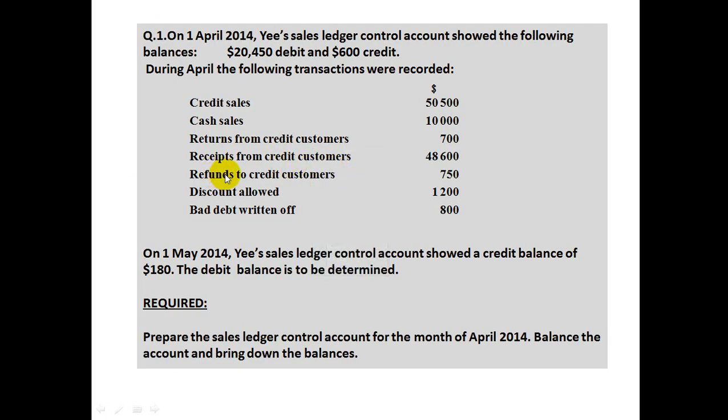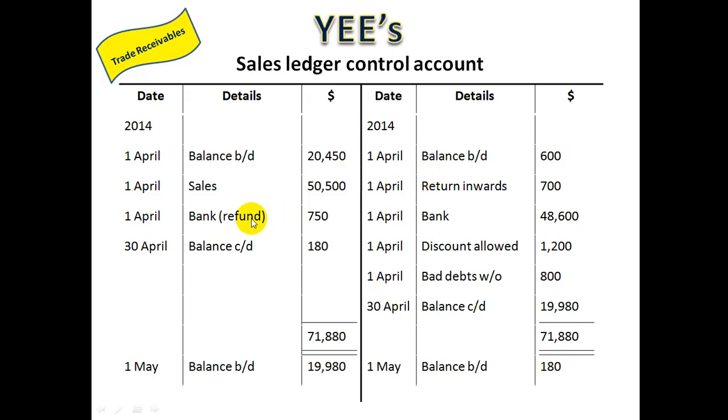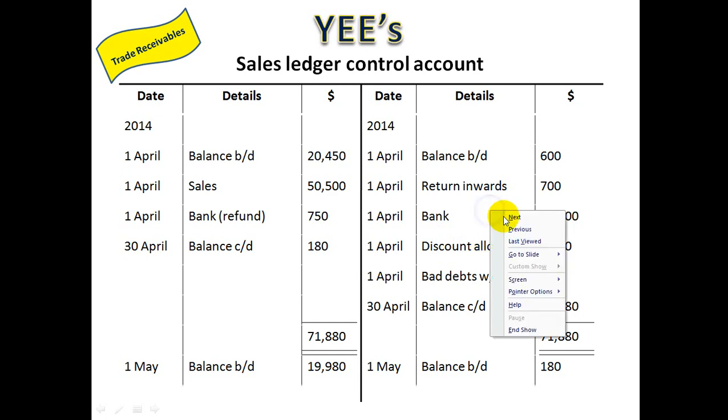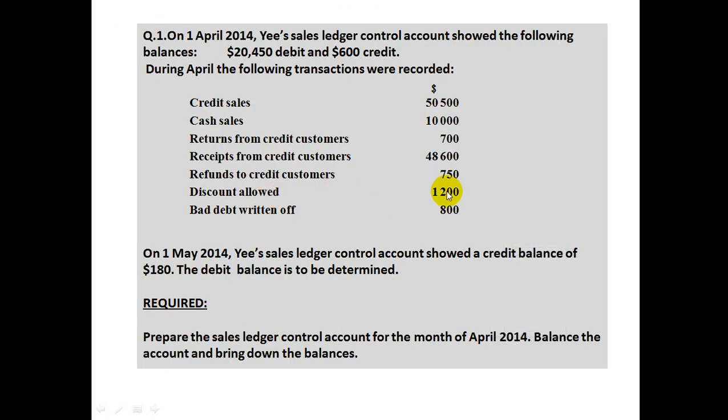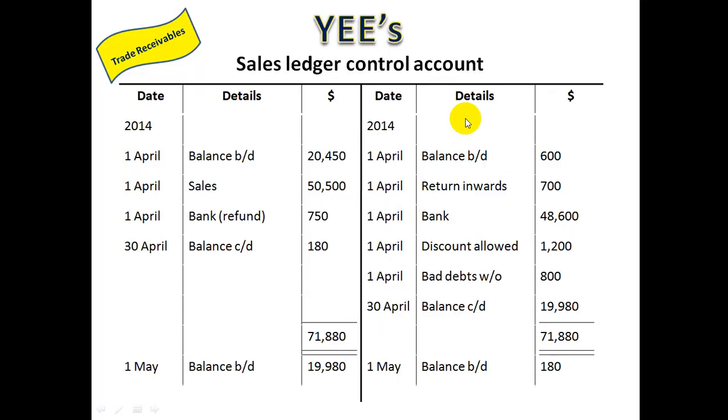Let's see the next item. Refunds to credit customer. If we have any refunds which are given to the credit customer, it will also be recorded in the debit side. If we are allowing any discount to the credit customers as mentioned in the question, discount allowed to them will also decrease the trade receivable. Therefore, it will come in the credit side. Bad debts written off. It means these trade receivables will not be recovered at all. Therefore, they will also be recorded in the credit side.